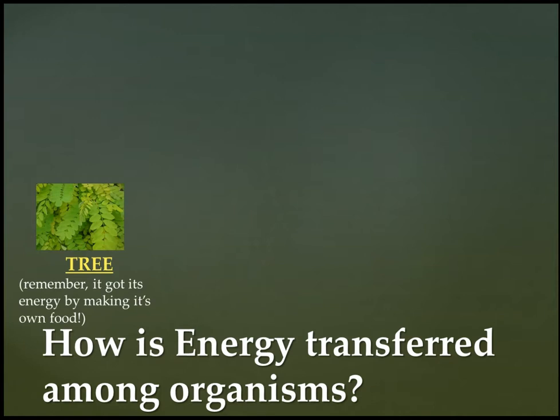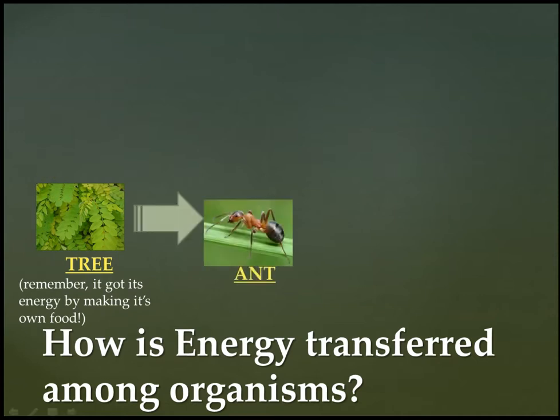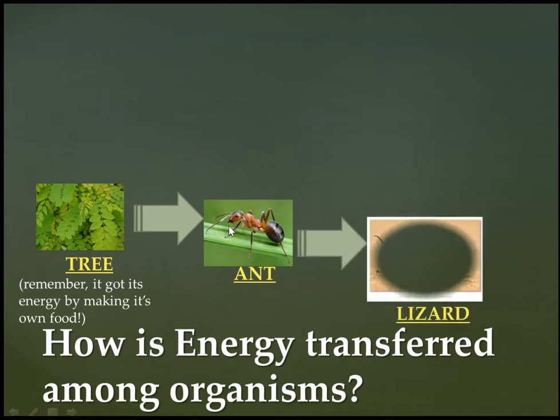A food chain must always start with a producer, like a tree. Remember, it got its energy by making its own food. So now the tree is full of energy that it made. Well, then along comes an ant, and an ant eats the leaves from the tree. So now the energy from the tree is in the ant. Then along comes our lizard. The lizard then has the ant for a meal. The energy that was in the tree, that was in the ant, is now in the lizard.